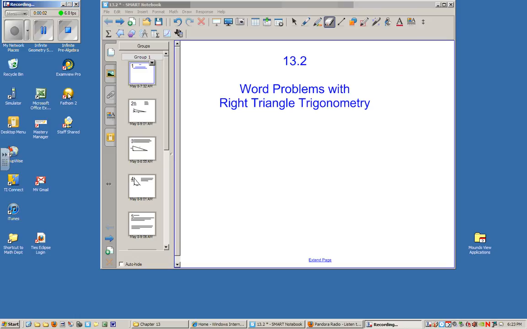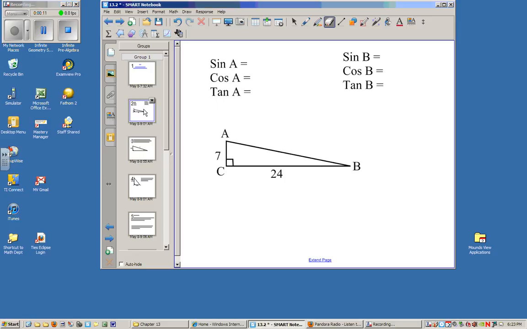What we're going to get started with today is we're going to look at some word problems with right triangle trig. So we're going to get into 13.2 after working on 13.1 the past couple of days. Our first problem should just be a review.